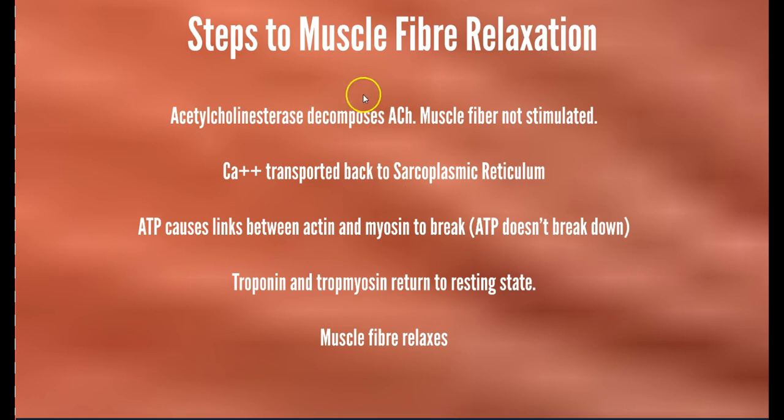You can see here in the last slide that we're going to deal with today, acetylcholine was the neurotransmitter that crossed the synaptic cleft that got the message across and caused the muscle fiber to fire. Now we release an enzyme called acetylcholinesterase, which breaks down any remaining neurotransmitters that are crossing the gap, and therefore the message no longer gets through. As mentioned, the calcium goes back to the sarcoplasmic reticulum, ATP breaks the links between actin and myosin, and troponin and tropomyosin return to their resting state, and of course the muscle relaxes.